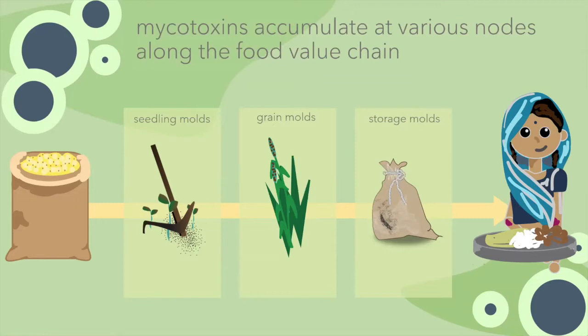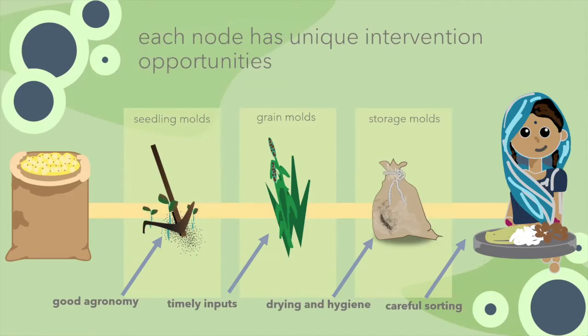And so while mycotoxins can and do accumulate at these various nodes along the food value chain, those nodes are also complemented by a range of intervention opportunities that can be injected at each point. For example, seedling molds can be controlled by good agronomic practices. Grain molds can be managed by application of timely inputs, such as fertilizers, pesticides, and irrigation. Storage molds can be prevented by proper drying and good food hygiene. And then, of course, prior to consumption, careful sorting out of off-type grains can be a final preventative measure, preventing food from entering the diet.